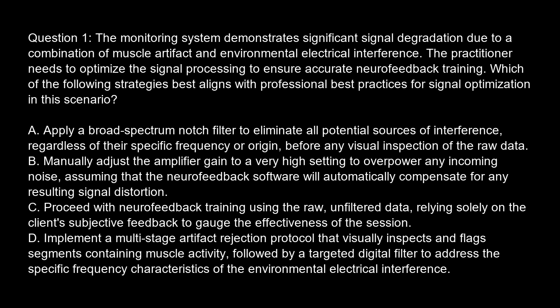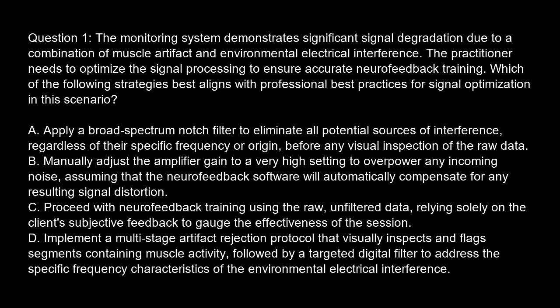Option A. Apply a broad-spectrum notch filter to eliminate all potential sources of interference, regardless of their specific frequency or origin, before any visual inspection of the raw data. Option B. Manually adjust the amplifier gain to a very high setting to overpower any incoming noise, assuming that the neurofeedback software will automatically compensate for any resulting signal distortion.